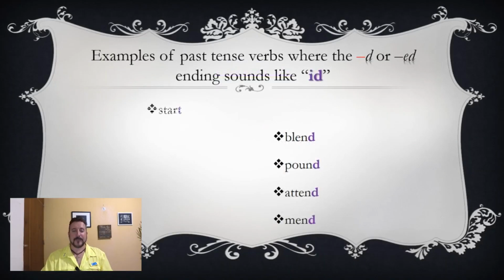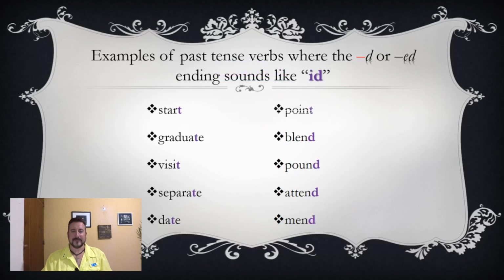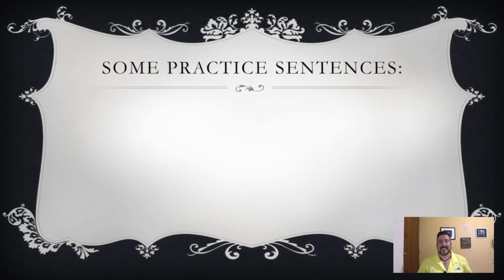So, see these examples here? All of these, the verb itself ends with a T or ends with a D. Start, point, graduate, blend, pound, visit, separate, attend, mandate. You see? Add the ED, what do we have? Started, pointed, graduated, blended, pounded, attended, separated, mandated, right? Guys, that's basically it. That's how it works. So to finish this up, let's look at some example sentences and use these words together.